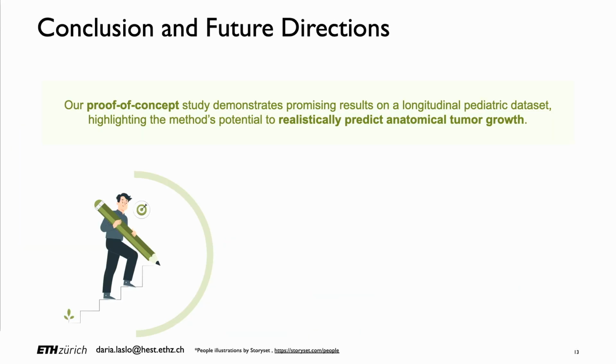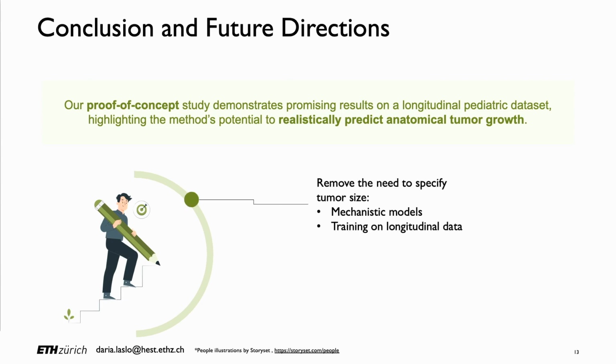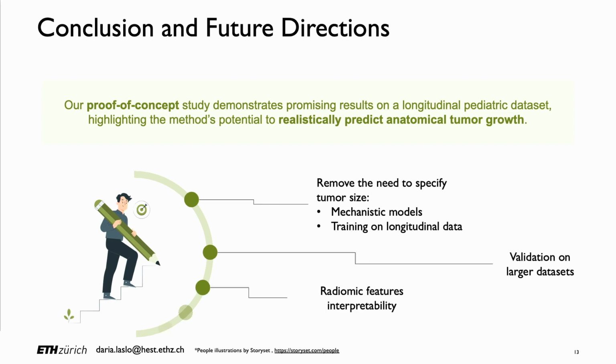And with this, I just want to say that this was a proof of concept study, but we were very happy to see promising results and the potential of using such models to predict anatomical tumor growth. There are obviously many other things we want to look into. Right now, you need to specify how big you want the tumor to be in the final image, also to extend validation, and many others.